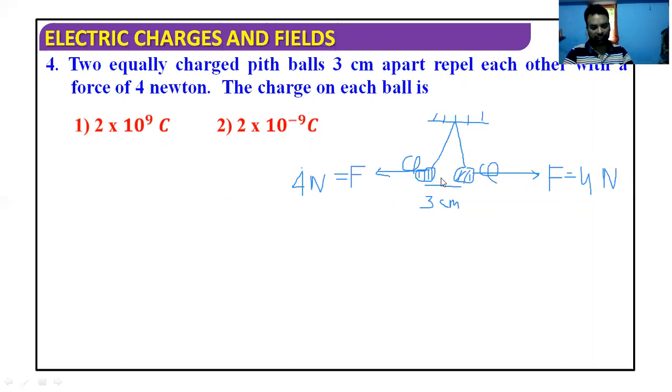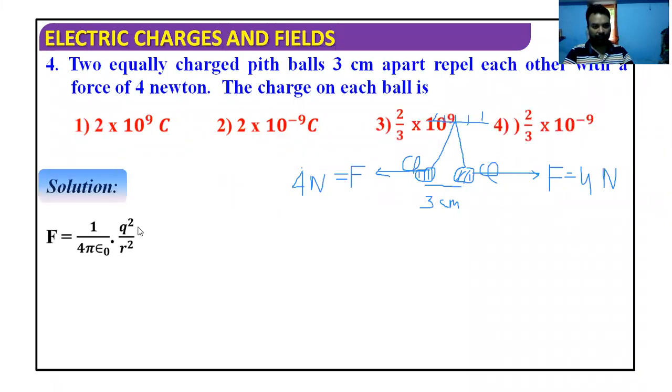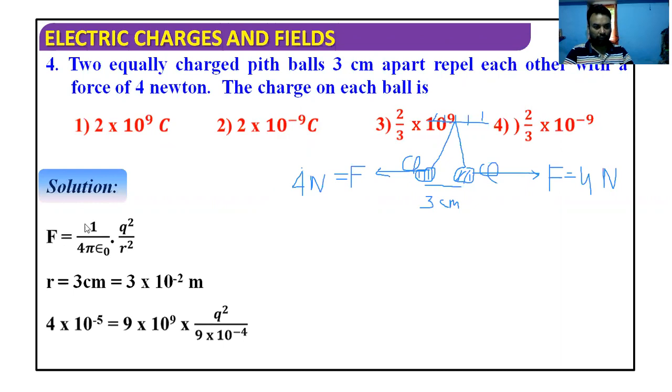It is very easy to find out, as two equal charges are there. By simply applying the Coulomb law, we can find it. F is equal to 1 upon 4 pi epsilon naught, for two like charges. Each charge is Q, so Q square upon R square. We are interested in this Q, so we can find out this Q. We also know 1 upon 4 pi epsilon naught is 9 into 10 to the power 9.